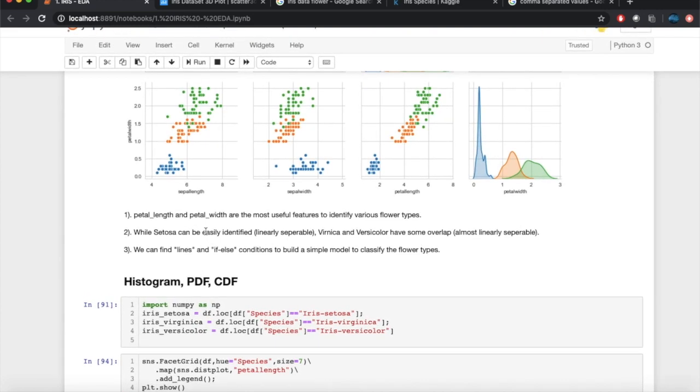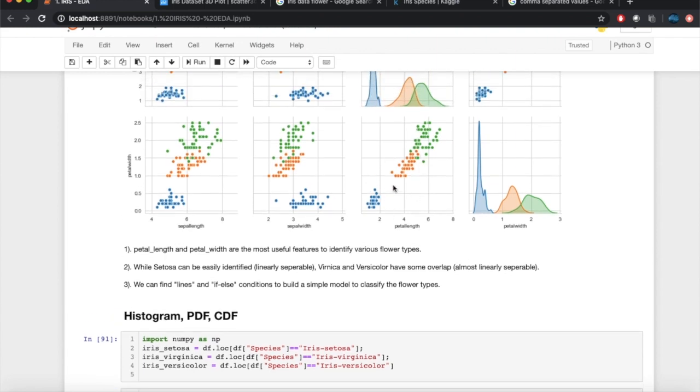Petal length and petal width are the most useful features to identify various flower types. Why? I've shown you like this. This graph is the most important because it's perfectly dividing the three different types of flowers. Yes, of course, there is some overlapping here, but data science or data analysis is never 100% perfect. There will be some error, but up to some margin, this is accurate, that it is able to categorize the three different types of flower into three categories using this graph. These two features, petal length and petal width.